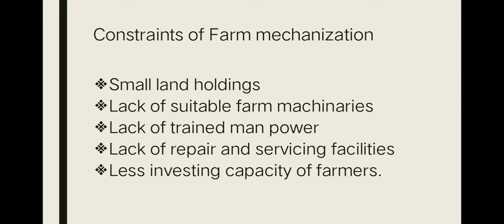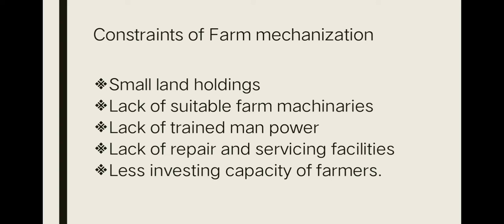Constraints of farm mechanization, meaning at what stage farm mechanization is not applicable. Small landholding farmers don't adopt farm mechanization because it is economically costly for them. Lack of suitable farm machineries: yes, in village areas or some remote areas, farm machineries are not available very easily. So they don't adopt the farm mechanization system very easily.